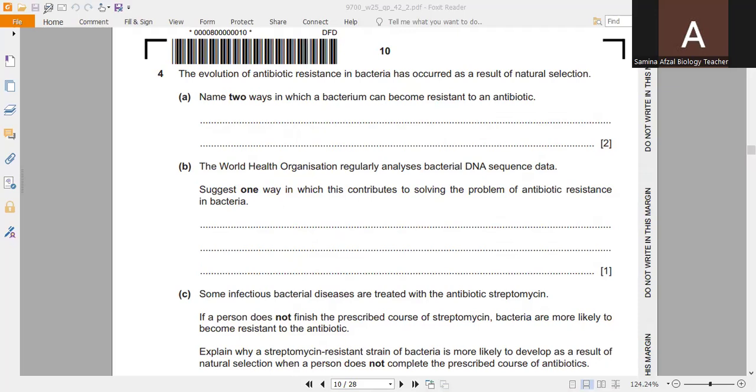And then the other, I would like to say, they can acquire resistance genes from other bacteria, most commonly through the process of conjugation or transformation or transduction. So the two are sudden change in number and structure of DNA.